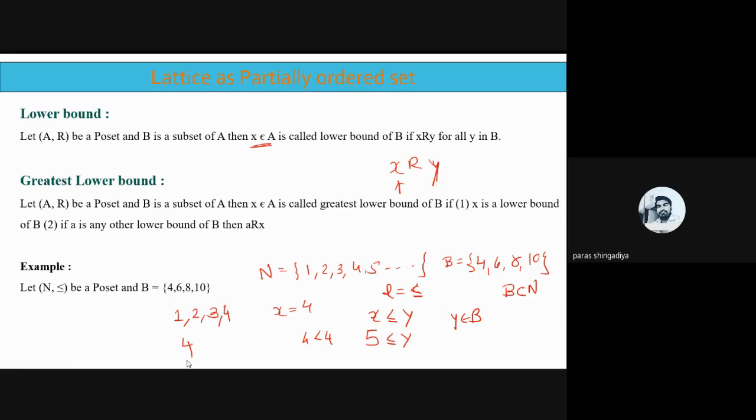It is known as GLB. Clear? And the definition for GLB is here. Okay, let A, R be the poset and B a subset of A. Then X belongs to A is called the greatest lower bound of B if the first condition holds: X is a lower bound. So here 4 is a lower bound. And if any A is any other lower bound, then we can check that A is related to X, that is, A R X.